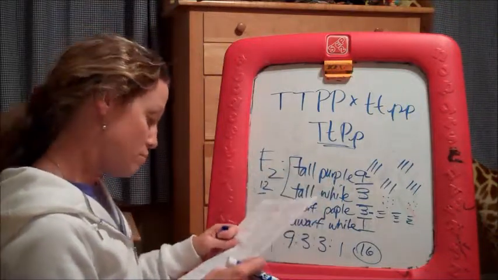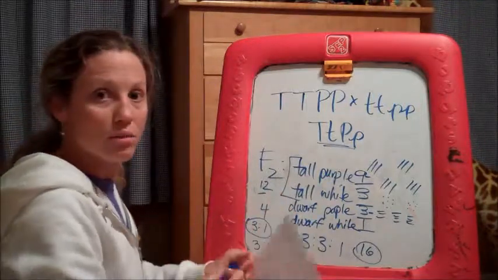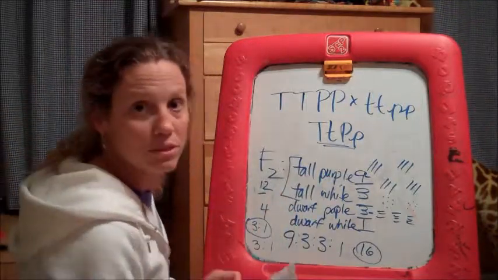Okay, so we have 3:1 and 3:1. All right, so I'm going to go ahead and pause. Hit the red button, please. Okay.